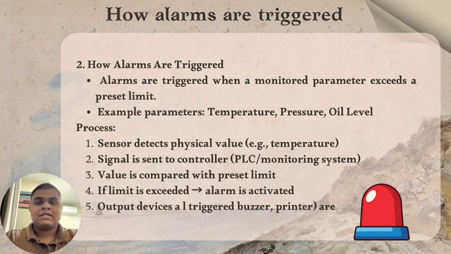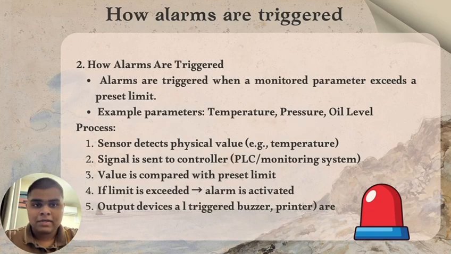The next slide is about how alarms are triggered when there is an emergency or a problem. Now I will explain how the alarms are triggered in a monitoring system. Alarms are activated when a monitored parameter exceeds a preset limit. Common examples include temperature, pressure and oil level, which are very important in ship operations. Whenever these three key parameters exceed the preset limit, the alarm will be triggered. Then let's go to the process.